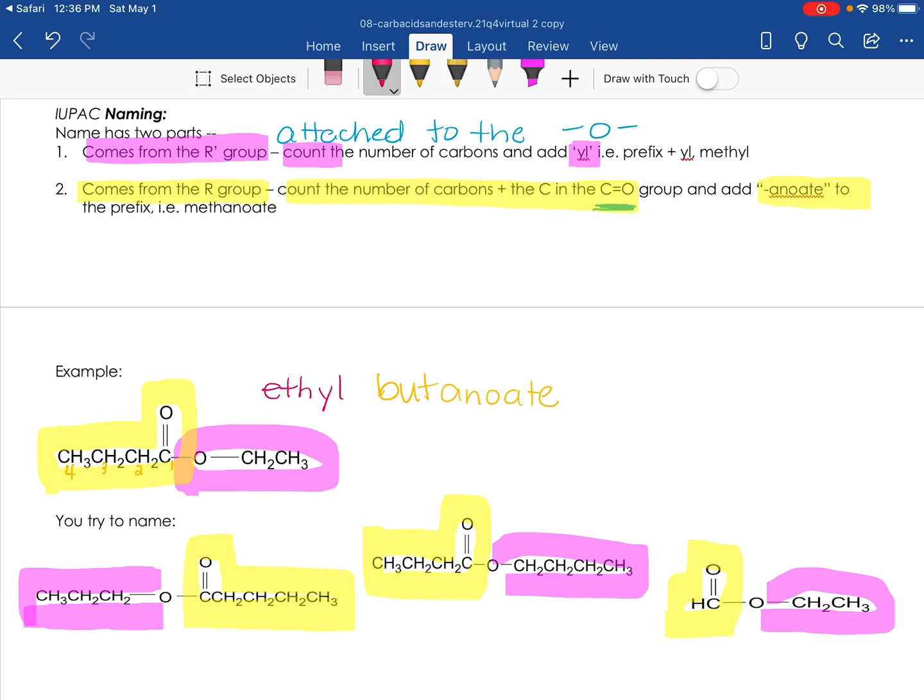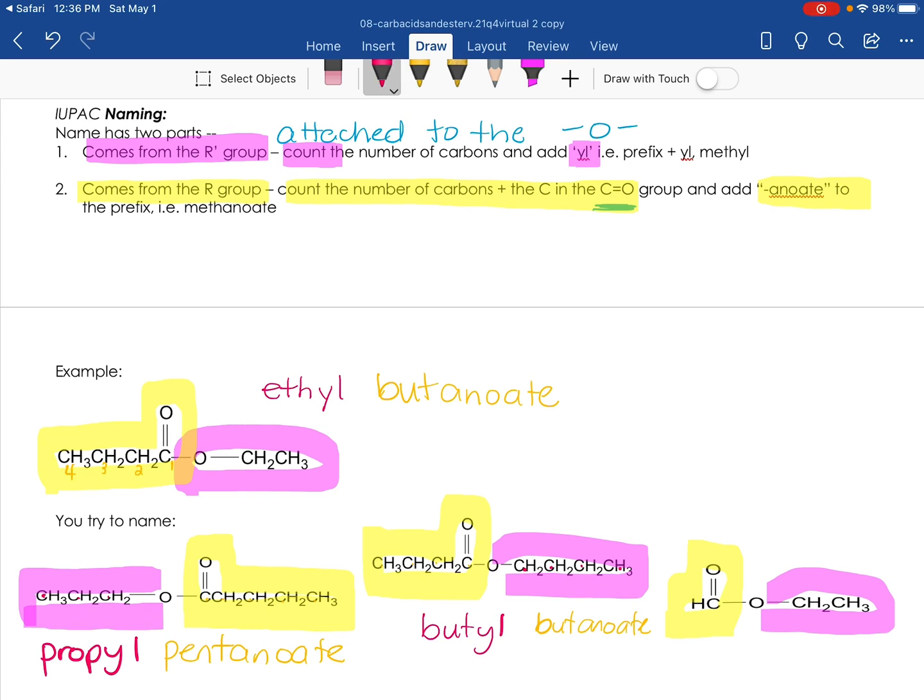Okay, so the single bonded oxygen has 1, 2, 3 carbons. 3 carbons is prop. And then you add the ending YL. Then the double bond O side, 1, 2, 3, 4, 5 is pent, and then add the ending anoate. Pink side first, 1, 2, 3, 4. 4 is butyl, and then 1, 2, 3, 4, butanoate. So this is your favorite kind of ester because both sides are the same, so you can't mess that up.